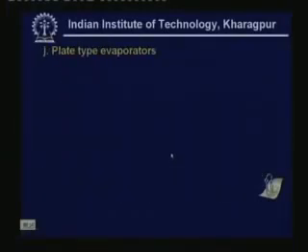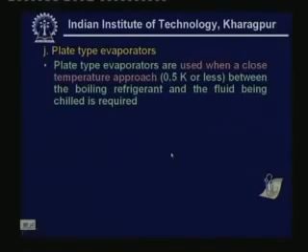Now let us look at another very important type of evaporator, what is known as the plate type evaporator. Plate type evaporators are used when a close temperature approach, that means 0.5 Kelvin or less, between the boiling refrigerant and the fluid being chilled is required. Let us say that the refrigerant is at minus 20 degrees centigrade and I want to chill the external fluid to minus 19.5 degrees.